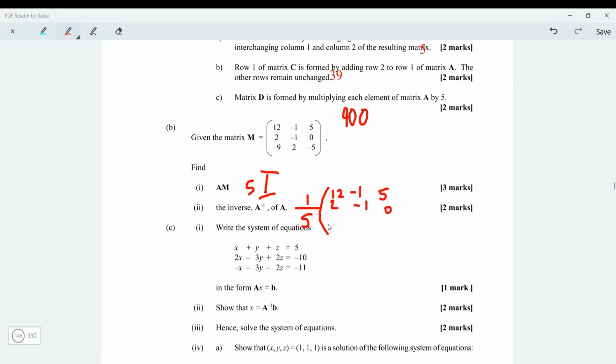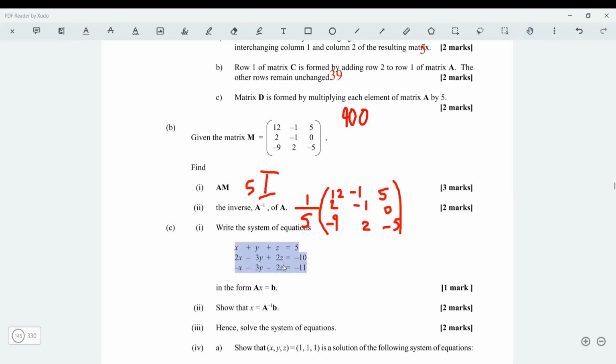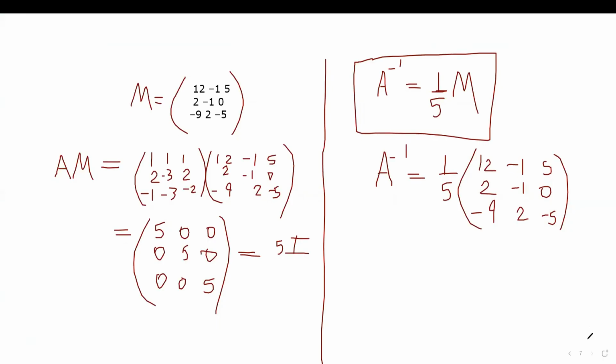That's A inverse. Now the next part of the question says we're supposed to write the matrix equation in the form AX equal B. So first thing I shall do is copy the equations and write it in that form, these three equations right here.